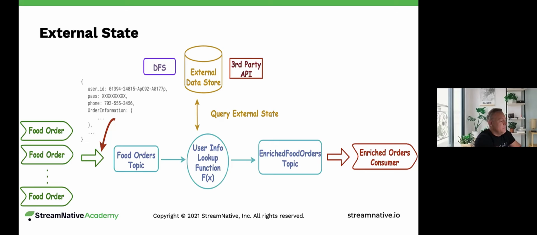Right now, the first thing we may want to do in order to do some validation is do a user info lookup function, right? And so that information about the user itself, again, we're doing validation, let's say, on his password and user ID. That information is going to be stored in an external data store, most likely a database. And so we need to go access that information in order to maybe enrich data and output it to the enriched food orders topic there on the left. So we're going to do some sort of enrichment with that.